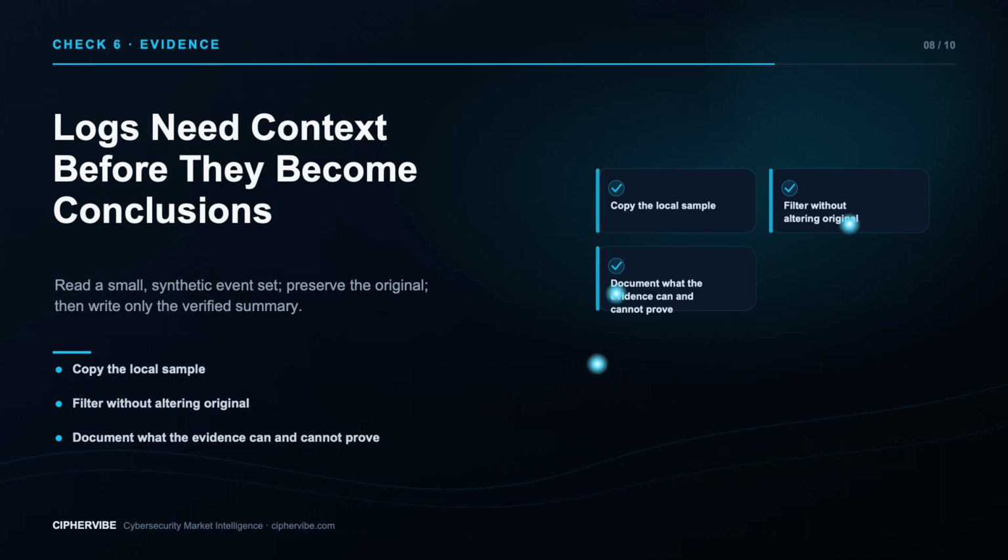In real security operations, protect logs from unauthorized modification, centralize the events you need, synchronize time, and follow your incident procedure. In this local lab, you are practicing the order: preserve, inspect, explain the limit, and document the result.